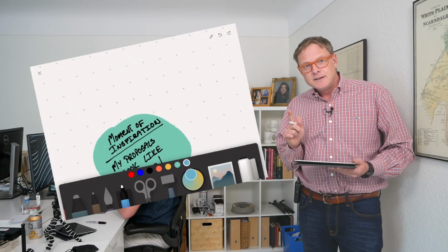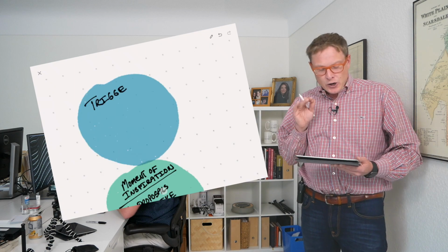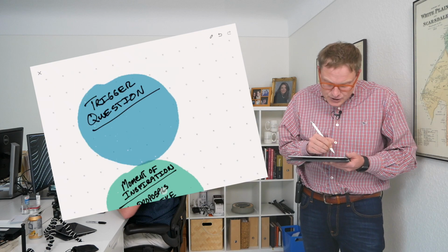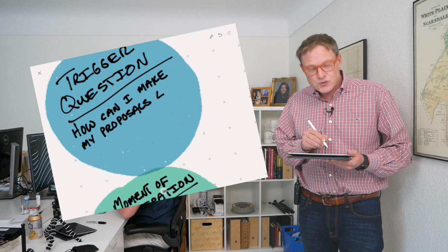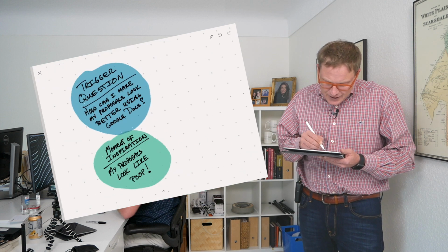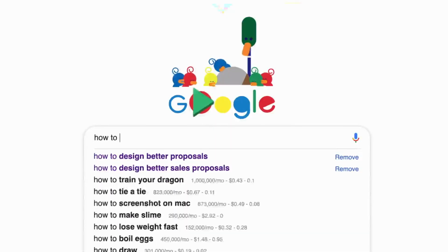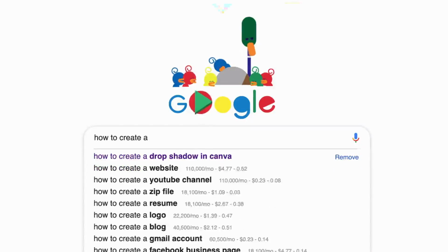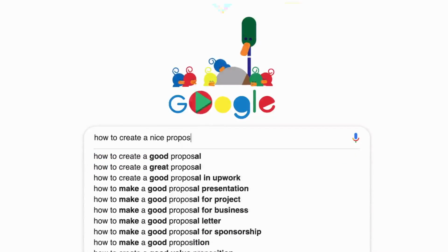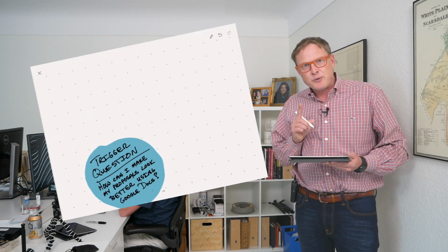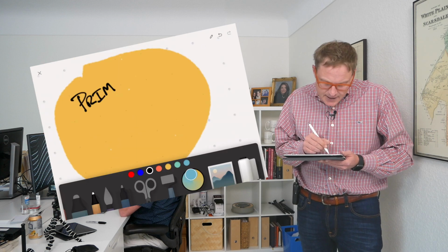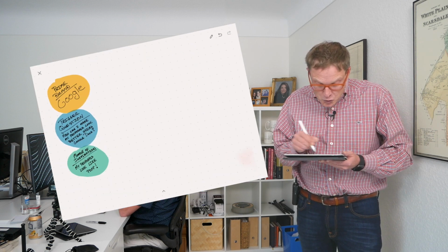Ha! Freeze again! We have just identified his trigger question. His trigger question is essentially, how can I make my proposals look better using Google Docs? All right, let's see. How to create a nice proposal in Google Docs, because we already do it there, so maybe I can do that. No, freeze again! We have just identified his prime brand. His prime brand is Google, the Goose. That's right. All right, unfreeze.